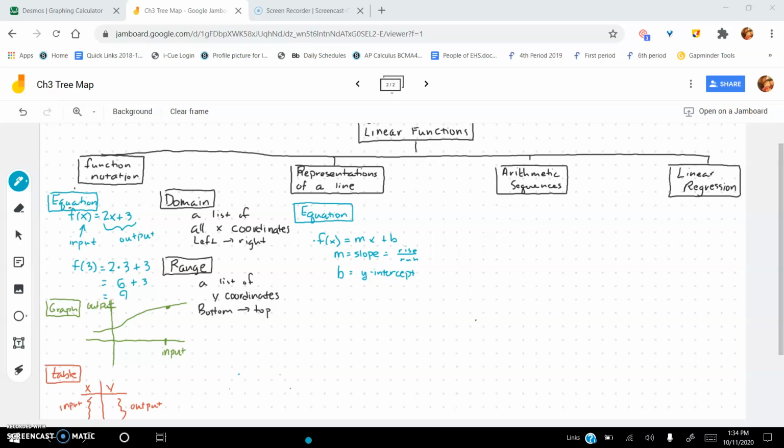But we could also give you an equation in the other form that we talked about this chapter, which was the point-slope form. And in the point-slope form, you don't need to know the y-intercept. You can figure it out if you have any point on the line. So in this form, m is the slope, which is rise over run, and x1, comma y1 is any point on the line.